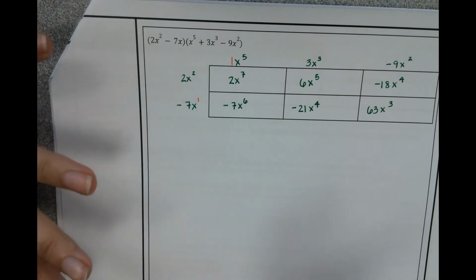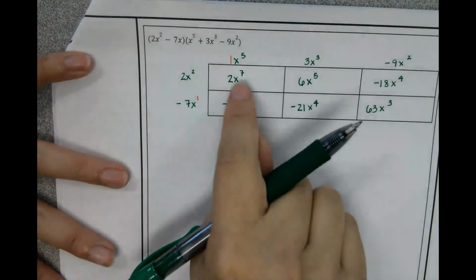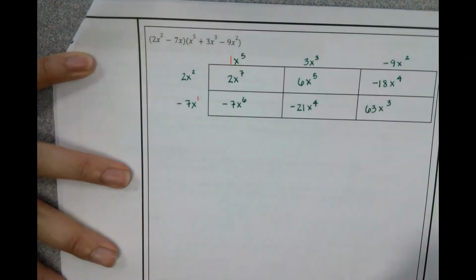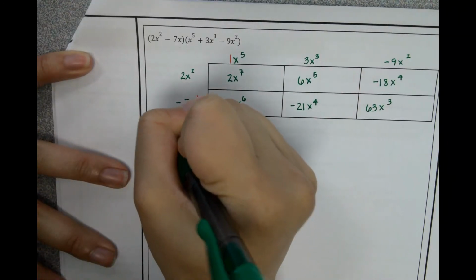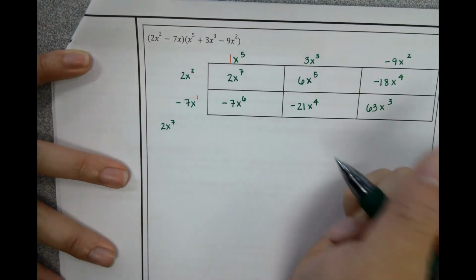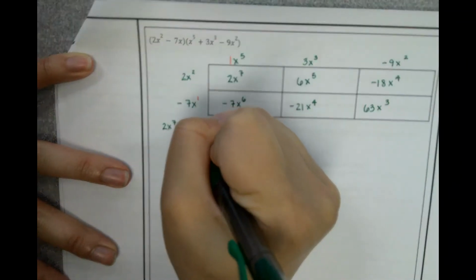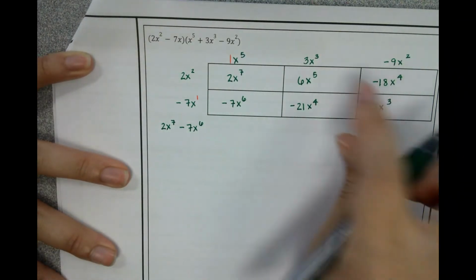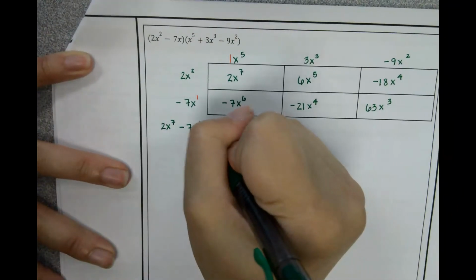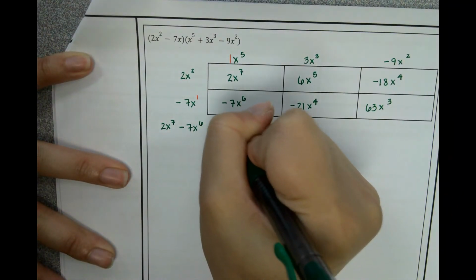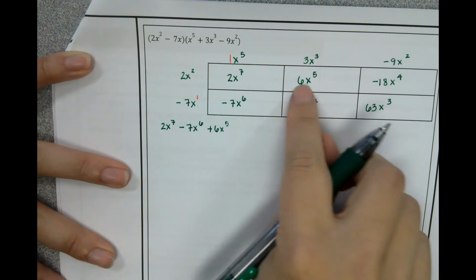Okay, so since it has to be in standard form, I'm going to start with my biggest exponent, which is here. So I have 2x to the 7th. Then I want my x to the 6th, so minus 7x to the 6th. Then I want my x to the 5th, so that's here, plus 6x to the 5th. It's plus because this is a positive.